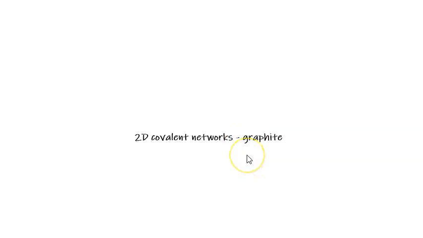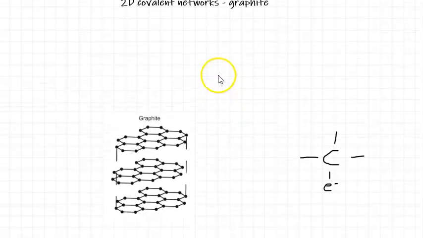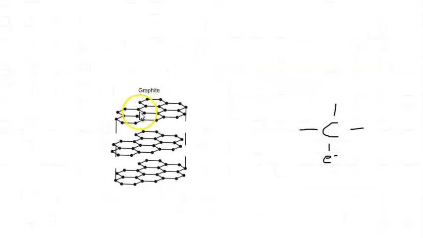The only 2D covalent network we need to know is graphite. So we will look at the structure and bonding of graphite. So here's a diagram of graphite here.